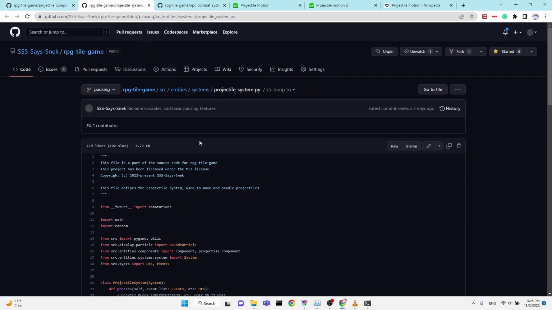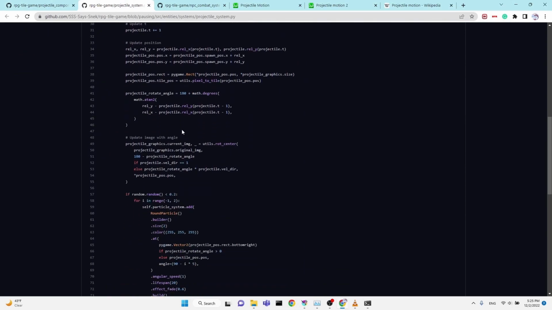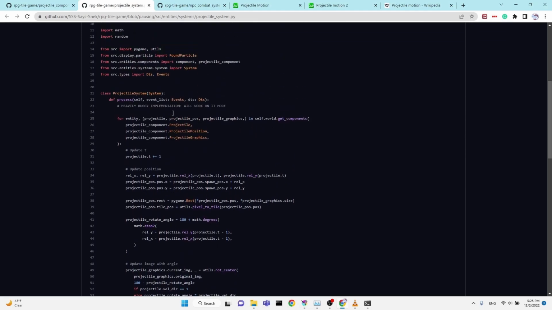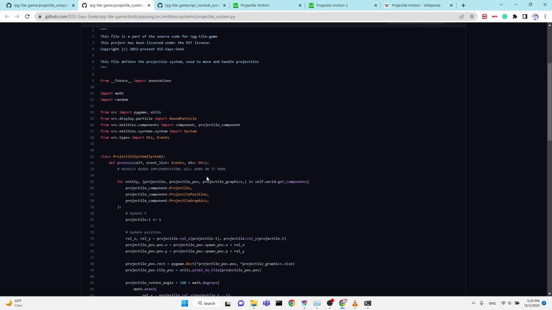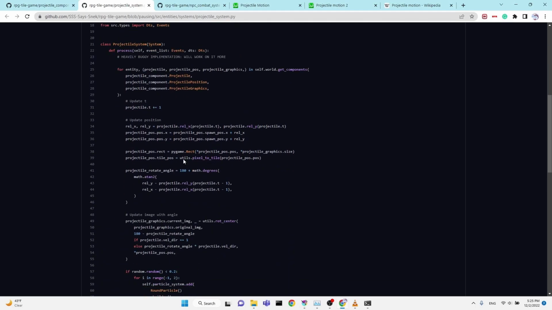But now we have a projectile system. This just actually moves the projectiles, okay? Now, this says we're going to iterate over any entity that has projectile, position, and graphics. That basically says, hey world, we're just going to iterate over every single projectile, okay? That's basically what it means.